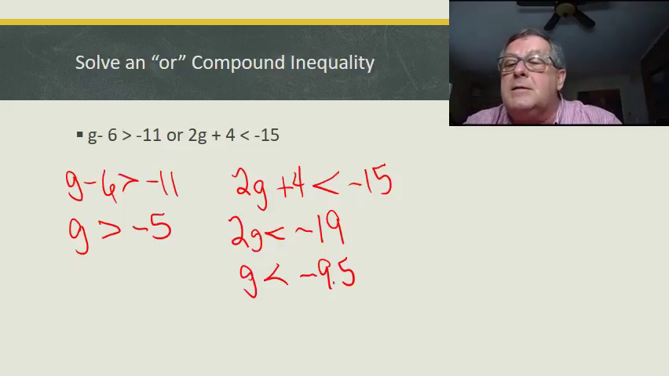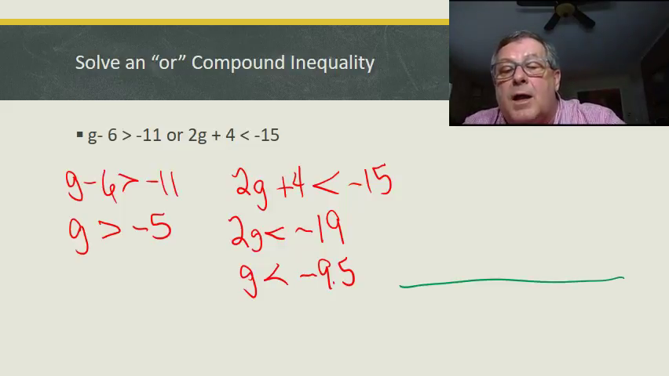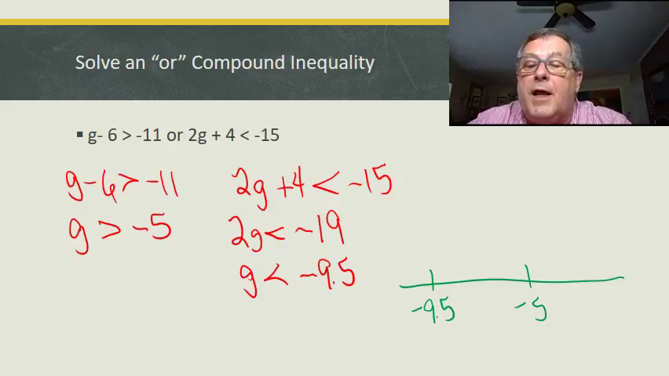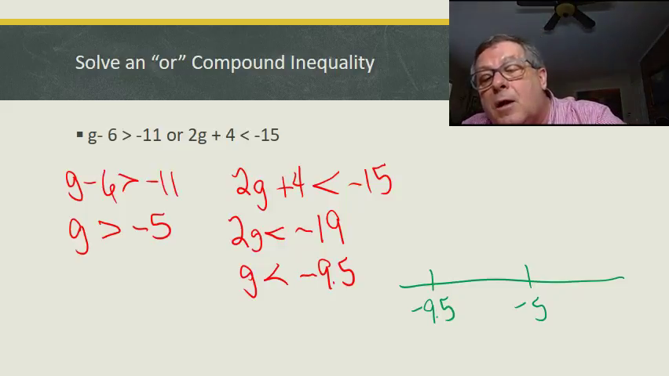And let's see if we can't graph this. Let's get us a number line out here. And I'm going to put, let's put negative 5 right here, and let's put negative 9.5 right here. All right, open dot, closed dot. G is greater than negative 5. Well, that's going to be an open dot.